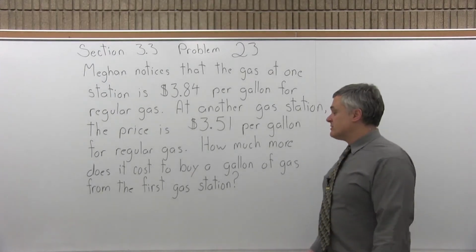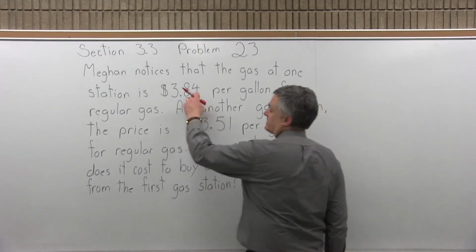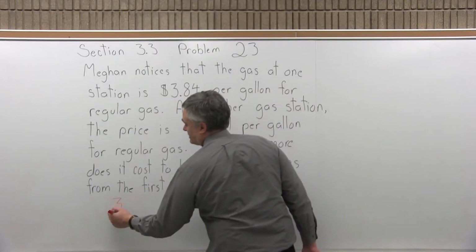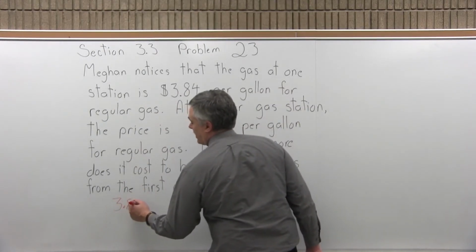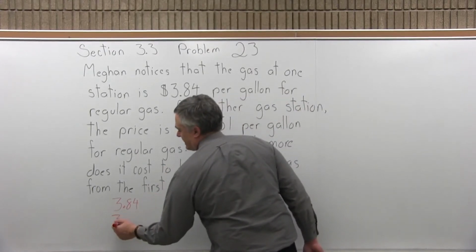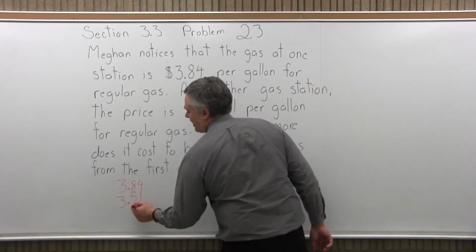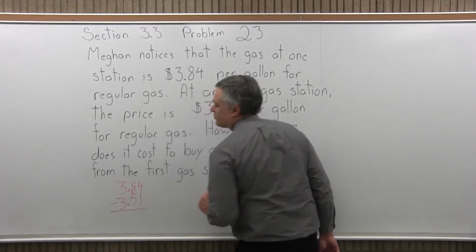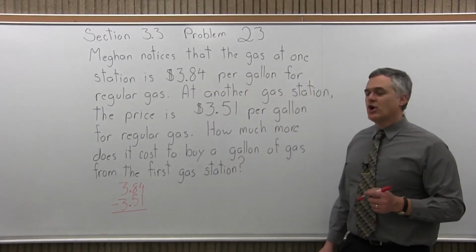So what I need to do is subtract those two numbers. The price at the first gas station is 3.84. And at the second gas station, it's less. It's 3.51. And I want to subtract those numbers so I'll see what the difference in cost is.